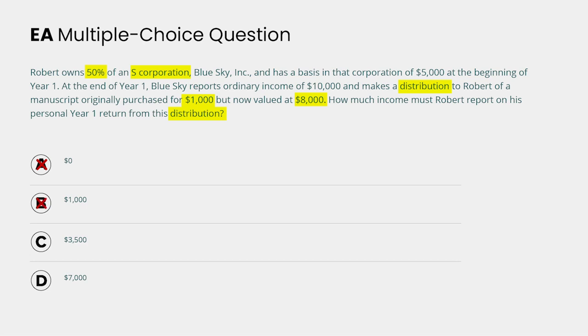D, $7,000. This would be the full amount of the gain. Remember, when it comes to S corporations, we do the pro rata share of each income, gain, loss, and deduction with respect to each owner. So we take $7,000 times 50%, Robert's ownership. So it can't be $7,000. So the correct answer is C.